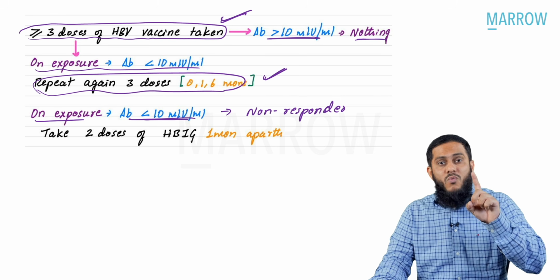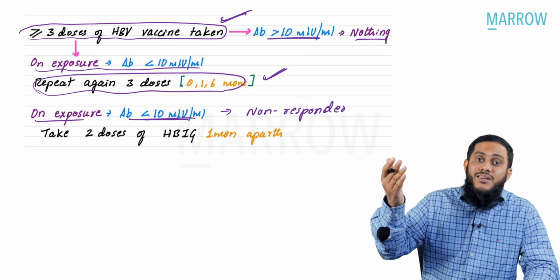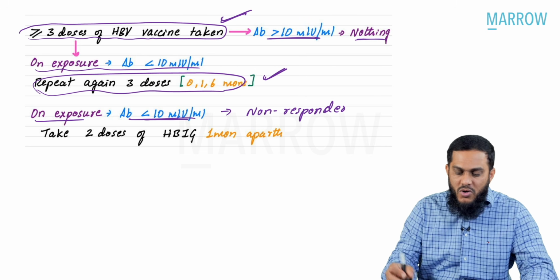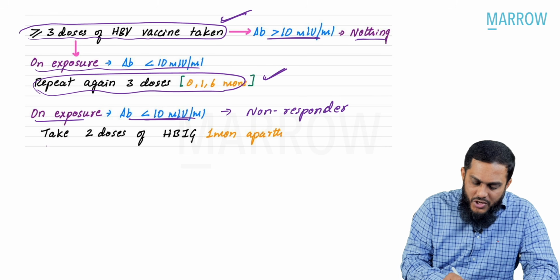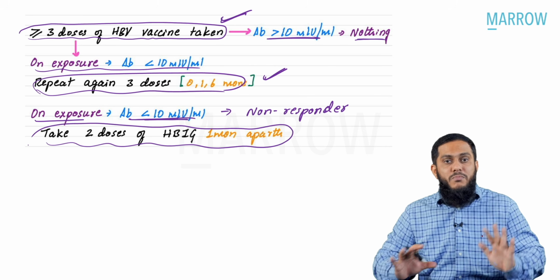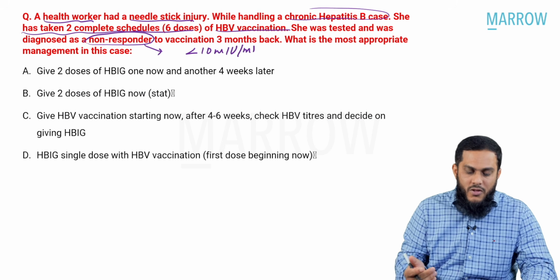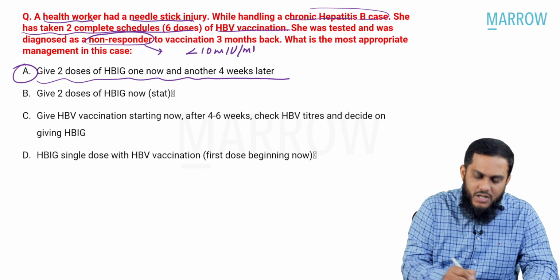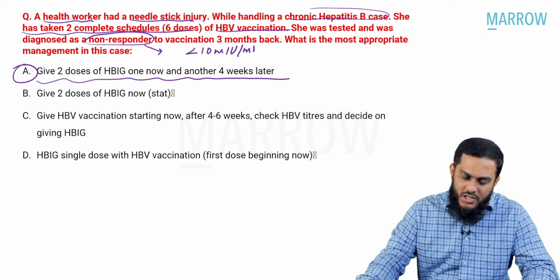So 3 doses is 1 series, after that 3 doses is another series. If antibody titer is less even after that, you call it a non-responder. And now whenever there are further exposures, the patient has to take only 2 doses of immunoglobulins 1 month apart. Simple, right? Now here, non-responder, 2 series taken, so give 2 doses of HBIG now, and 4 weeks later, means 1 month later. Right? Simple question. So next question, sir.